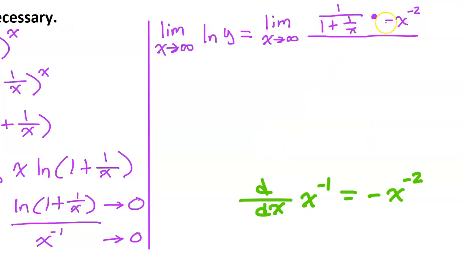I can simplify this later, but I have taken the derivative of the numerator. Now I will take the derivative of the denominator. Well, I already mentioned that right here. The derivative of x to the negative 1 power is negative x to the negative 2 power. So this will be negative x to the negative 2 power. But this is pretty neat because I have the exact same expression in the numerator and the denominator. So these will just cancel each other out.